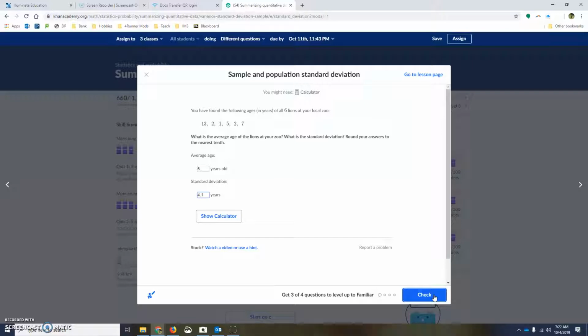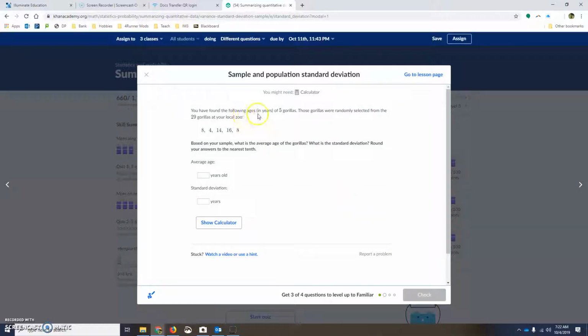Let's see if we get a population or a sample. It's all about the wording. Okay, so you have found the following ages of 5 gorillas. There's 29. So this is a sample. This is good. So we get 8, 4, 14, 16, and 8.